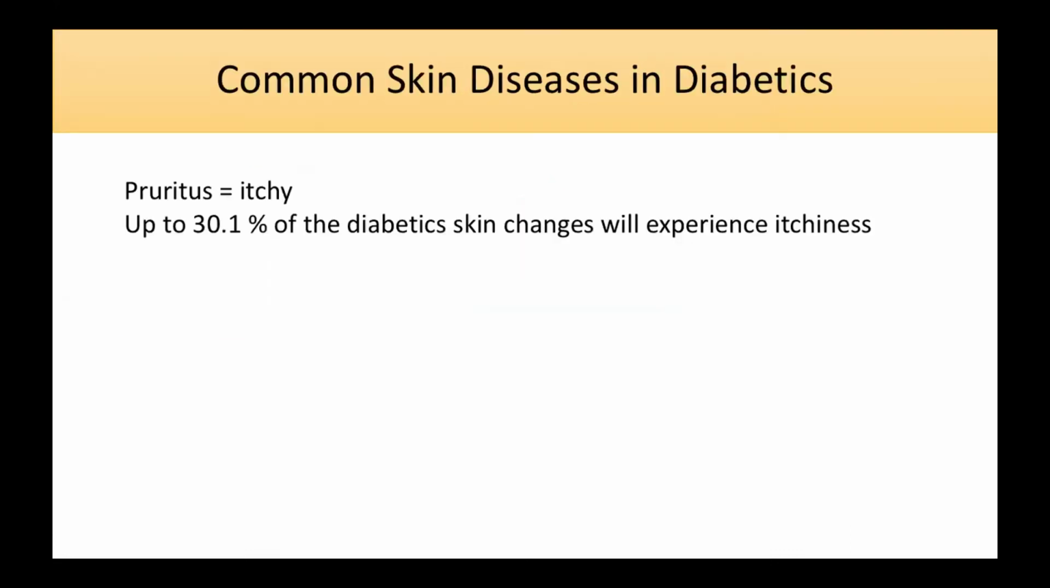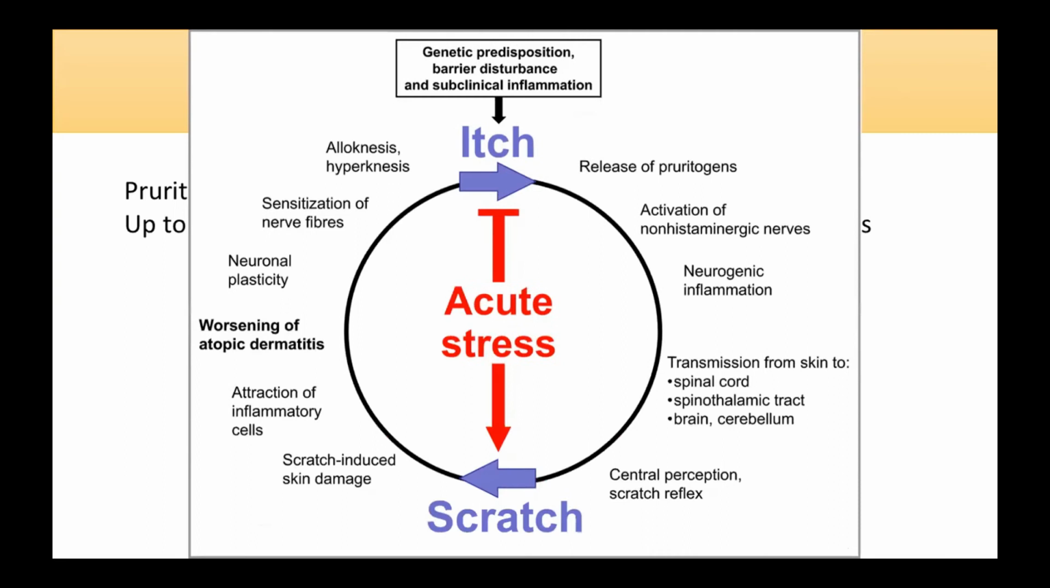Well, of course, if you have dry skin, you have very itchy skin, cannot sleep, and it disturbs your sleep. Up to 30% of diabetic patients will experience itch. So this is the itch scratch cycle I'm talking about. When you feel itchy, then you scratch more, so your skin will become more sensitized to itch.